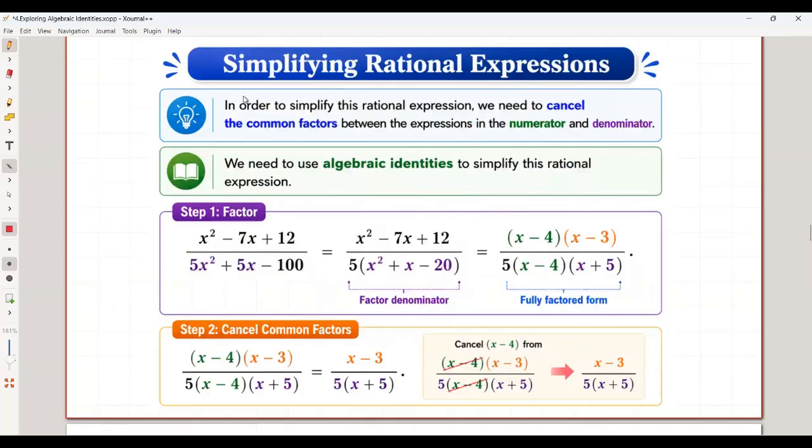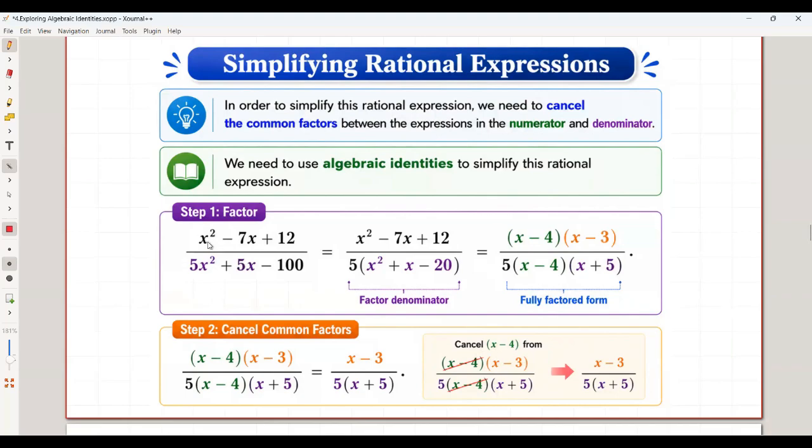In today's session, we are just going to learn about simplifying rational expressions. In order to simplify a rational expression, we need to cancel the common factor between the expression in the numerator and denominator. So we need to use algebraic identities to simplify this rational expression.